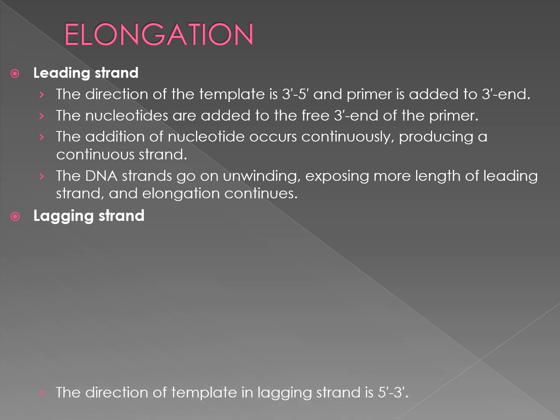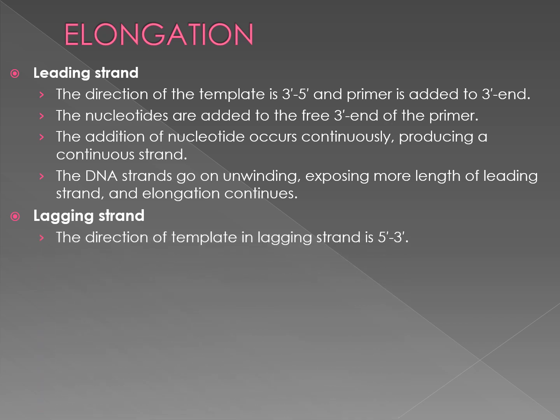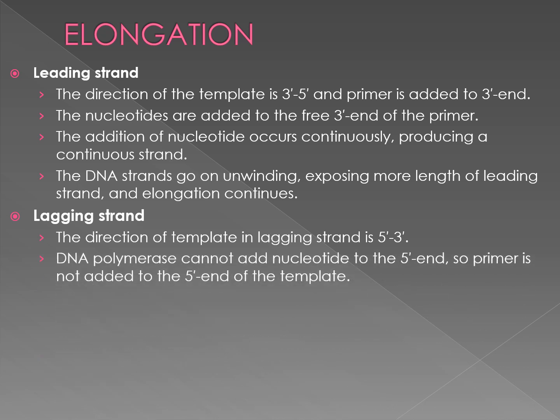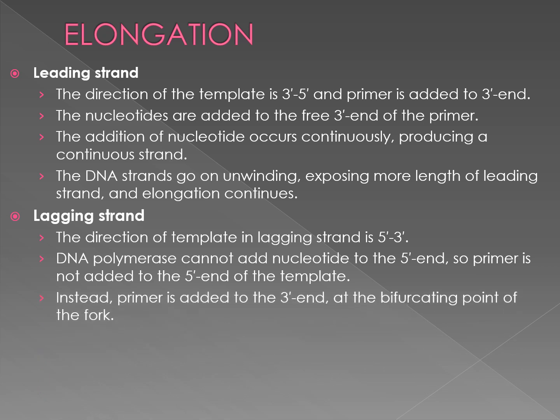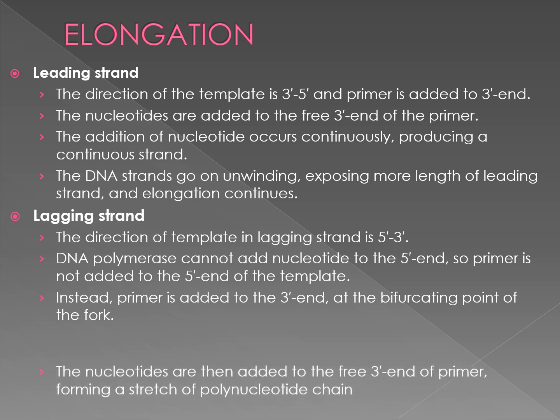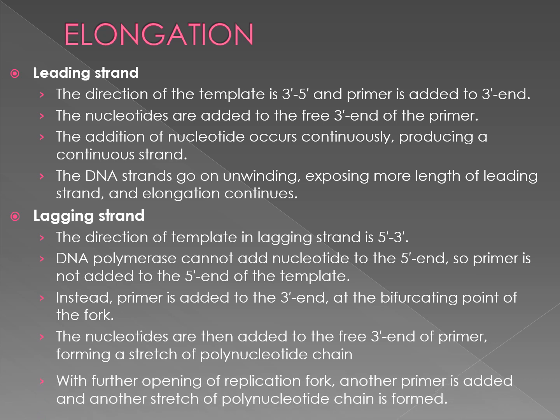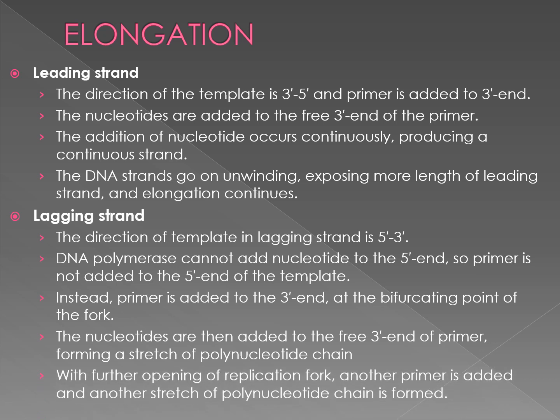In the lagging strand, the direction of the template is 5' to 3'. DNA polymerase, as already said, cannot add the nucleotide to the 5' end. So the primer is not added to the 5' end of the template. Instead, the primer is added to the 3' end, that is the bifurcating point of the fork, and the nucleotides are then added to the free 3' end of the primer, forming a short stretch of polynucleotide chain. With further opening of the replication fork, another primer is added and another stretch of polynucleotide chain is formed.